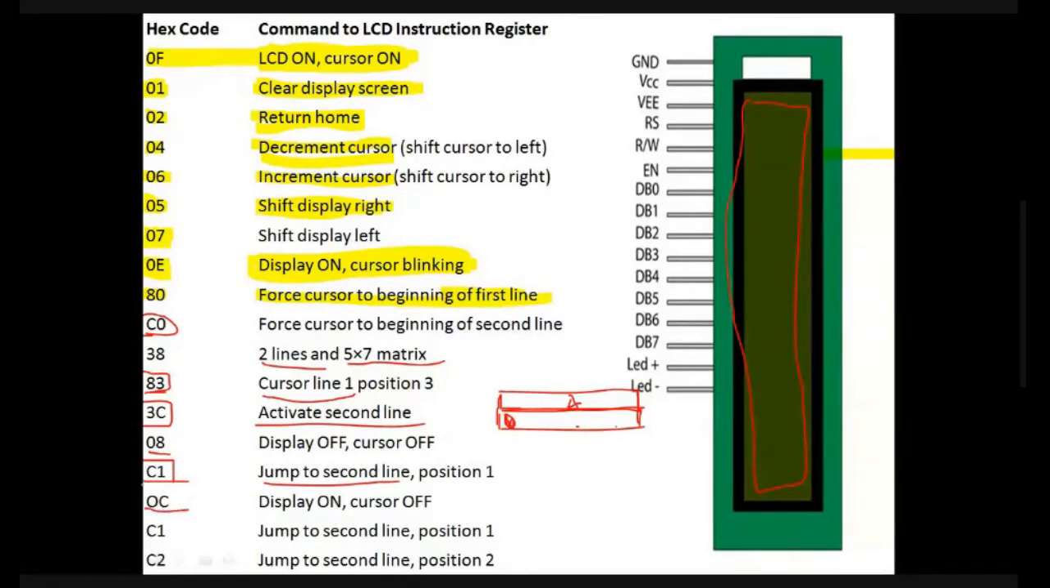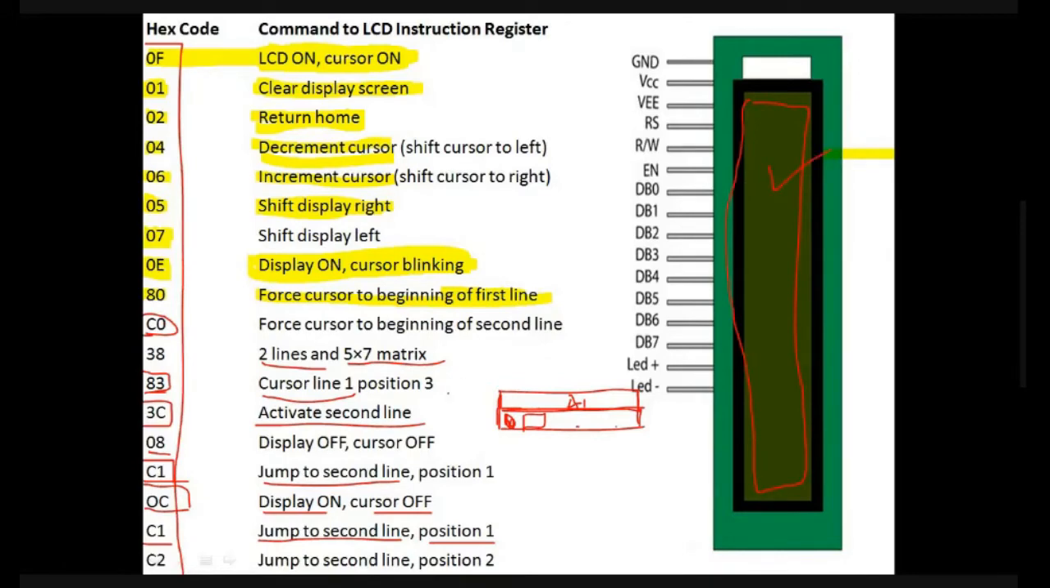0C is for display on, cursor off. That means we can turn on the display but we are not seeing the cursor. C1 jumps to the second line, first position, and C2 jumps to the second line, second position. So these are some of the commands considered for the LCD display.